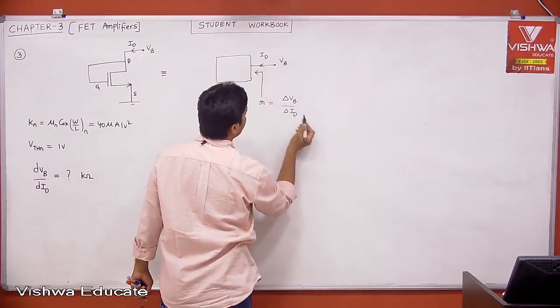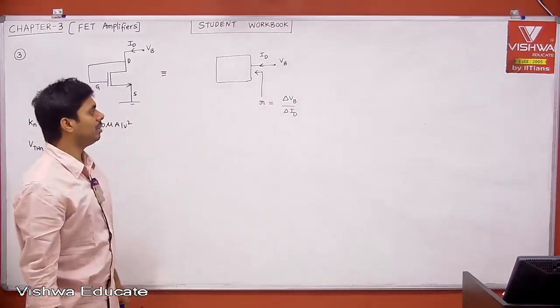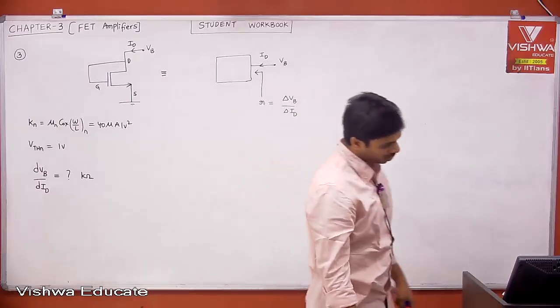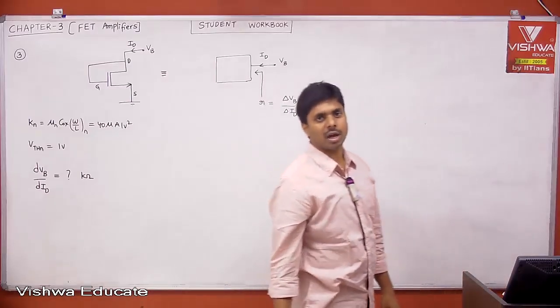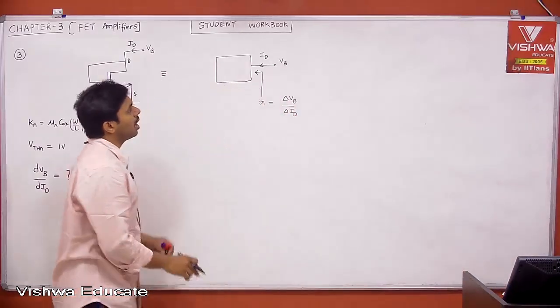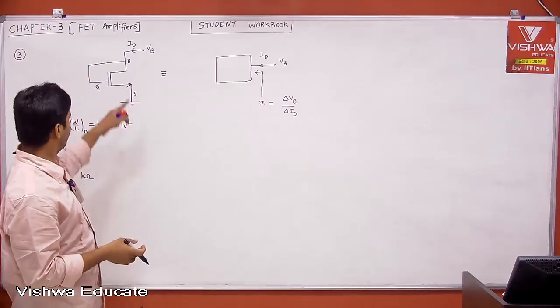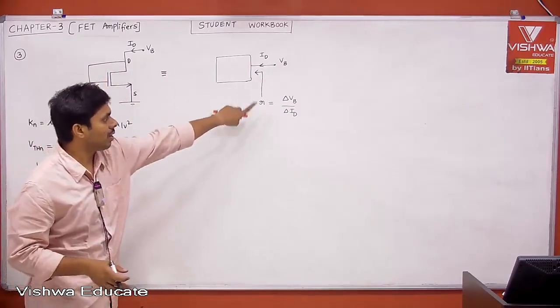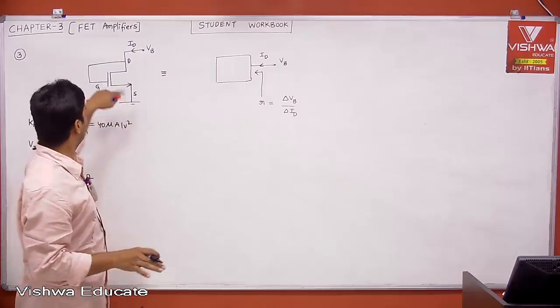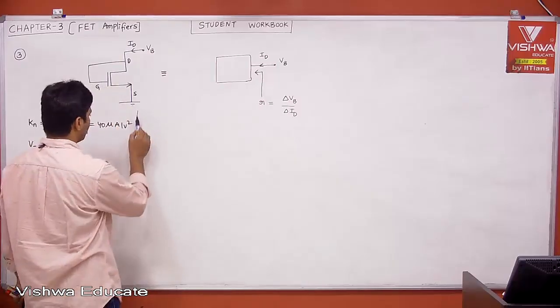This is ID. Or differentiation dVB by dID. That is what he is saying. Differentiation or delta, that is what is asked. How will you get it? Do you know the VB to ID relation? Now go back to this. This is the definition. Now ultimately we should get it. Now, what is the relation?